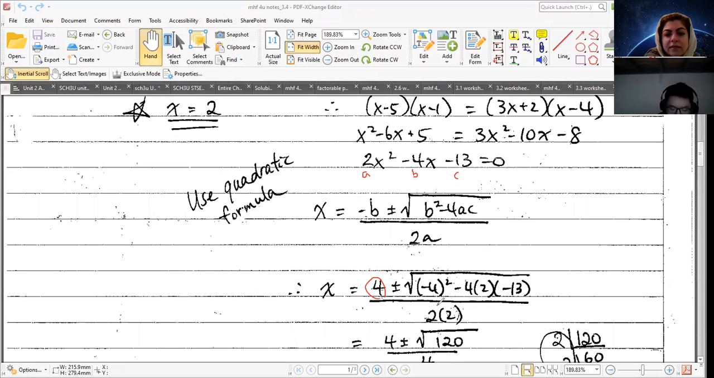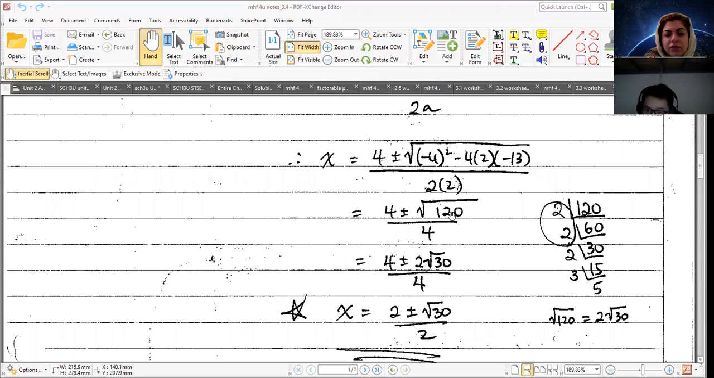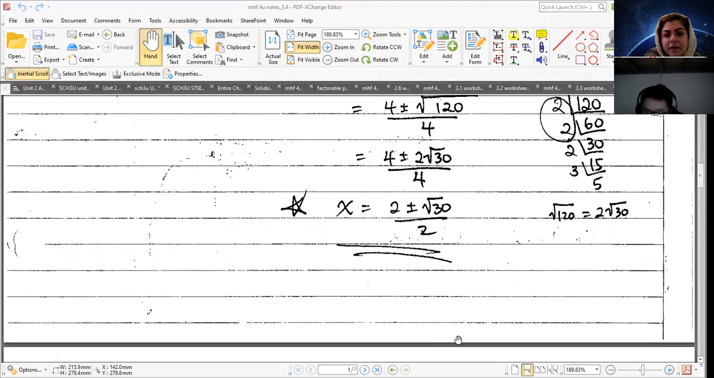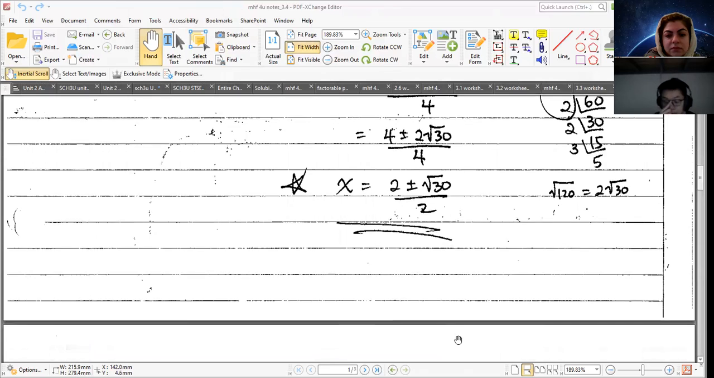So you do that. You just use a calculator. Under the square root, you have 120. So it's 4 plus square root of 120. Square root of 120 is 2 square root of 30. You can divide each term by 2. So 4 divided by 2 is 2. 2 divided by 2 is gone. And then it's just simplifying the denominator. Okay, any question? Okay.